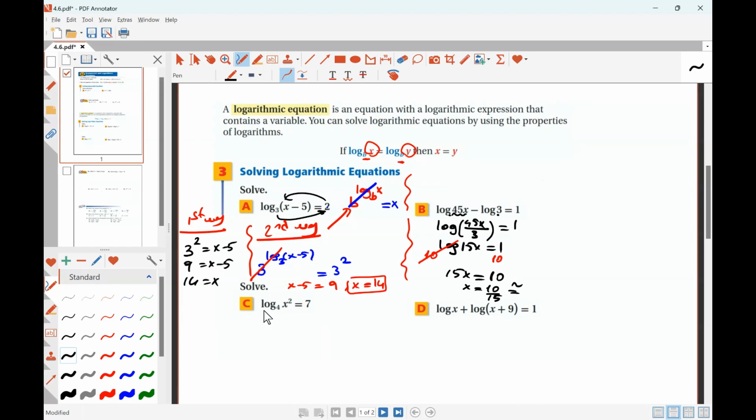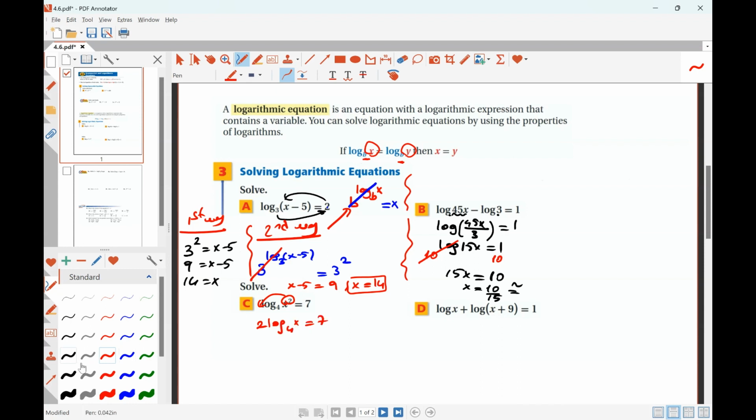Let's continue with C. Part C, we have only one logarithm here. First thing I need to do here is I see an exponent. Let's get rid of the exponent. Let's make it a little bit simpler. So the exponent can be brought out in front. So write this as 2 times log base 4 of x equals 7.